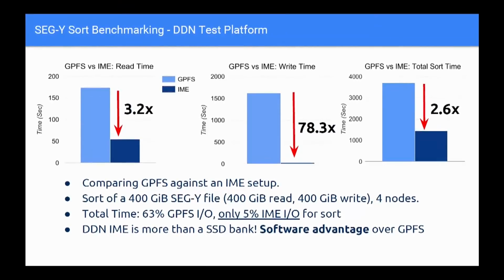And so the total speed up for this particular example was 2.6, accounting for the non-IO related component as well. In terms of total time, 63% was spent on IO in the GPFS case, and most of that was write. In the IME case, that's 5%. So as I was saying, the DDN IME is more than an SSD bank. It also has a software advantage over GPFS for this application.